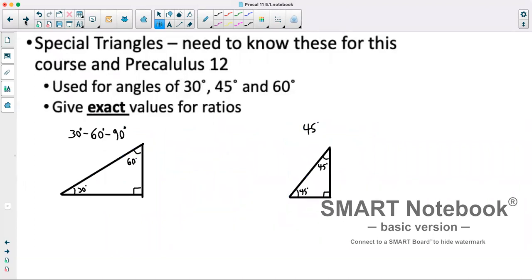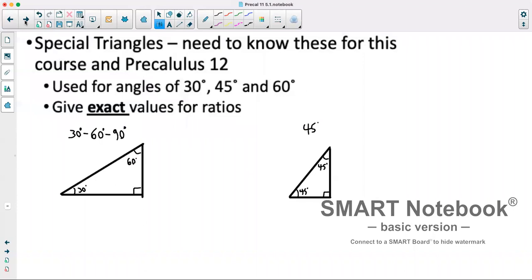Next thing is special triangles. You need to know these for this course, so you need to memorize them for this course, but you also need to know them for Precalculus 12. They're used for when we have angles of 30, 45 degrees, and 60, and they give exact values for ratios. So whenever you see a question asking for an exact value, there's a good chance you're going to be using your special triangles.